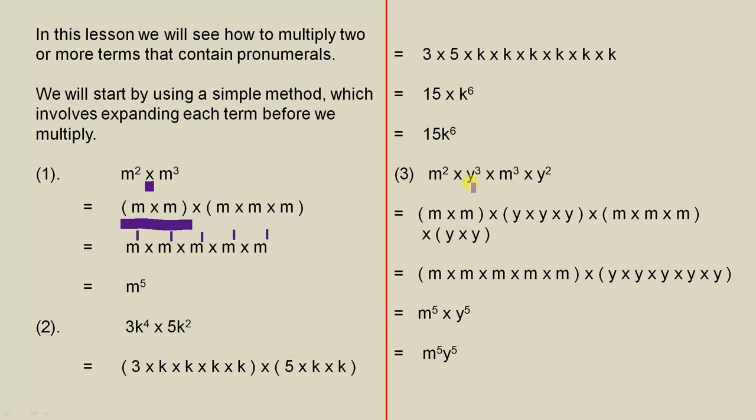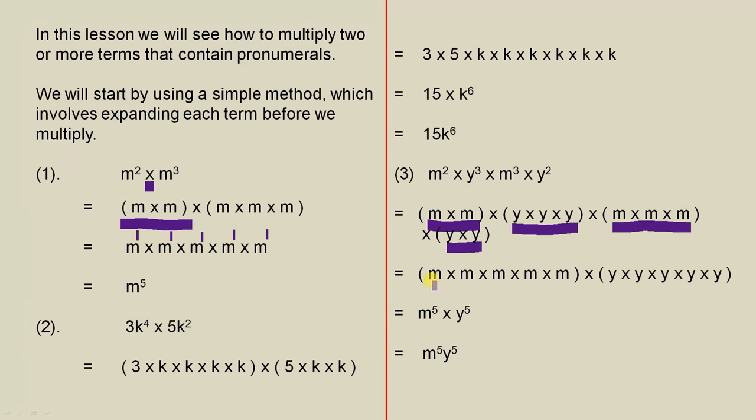For the third example, we have 4 terms here, so each of these is a term. And there's your m squared, there's your y cubed, your m cubed, and y squared. We put the m's together, so we have m times m, and then we have here. So altogether we have 1, 2, 3, 4, 5 m's, so check that carefully. For the y's, we have those there and those there. 1, 2, 3, 4, 5. 1, 2, 3, 4, 5.